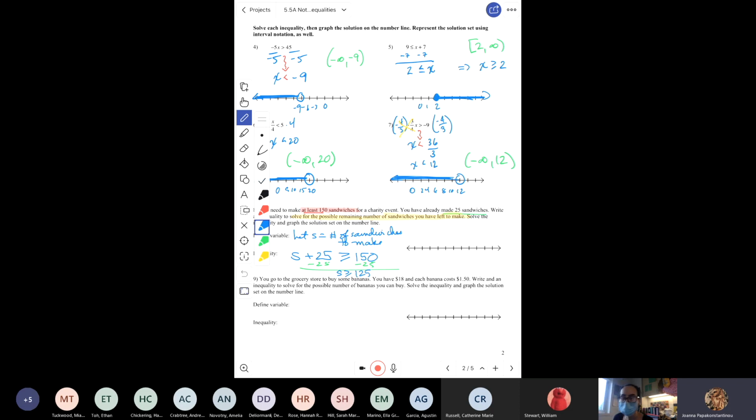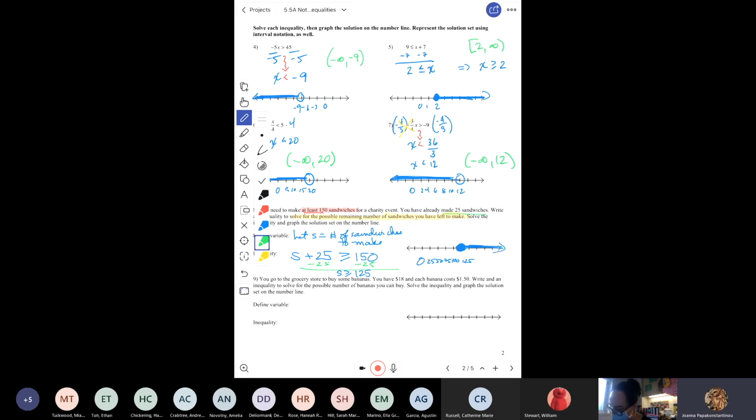So then I find that on the number line. I'm just going to say 0. What are we counting by? 50? 25? 25, 50, 75, 100, 125. So here we go. Open or closed at 125? Closed. And shading to the right.